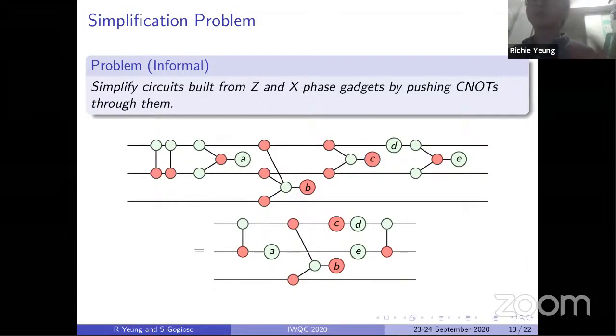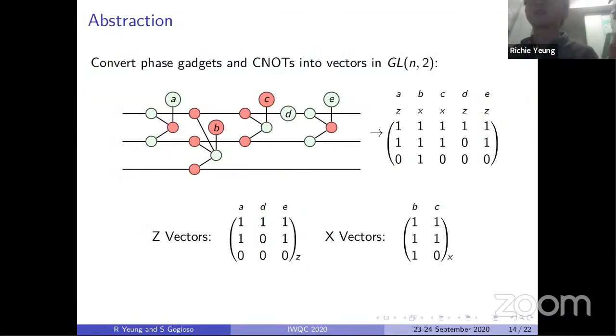And in this talk, we're going to look at a way to abstract the simplification method into using just binary vectors and matrices. So to start off, we're going to take these phase gadgets and record the positions where the legs appear. So here we have a phase gadget A, a Z phase gadget. So we record a Z here, and we add the 1s on the first 2 wires, and then add a 0 here. And we do the same for all the gadgets, with the phase and the basis labeled. And this allows us to write these column vectors into 2 separate matrices, one for the Z phase gadgets and one for the X phase gadgets.